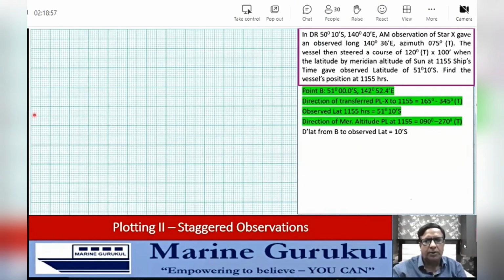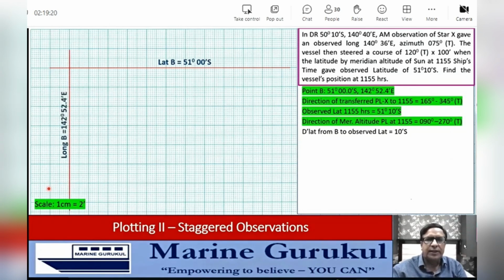And we now come to the plotting out here. We have the latitude of point B on the screen. Now we choose a scale of 1 centimeter representing only 2 miles. Remember, when we were plotting the full question, we had to compromise on the scale of 1 centimeter representing 10 miles, which has now improved to just 2 miles. We have this as the longitude of B. Obviously, that gives us point B on the graph or the plot.